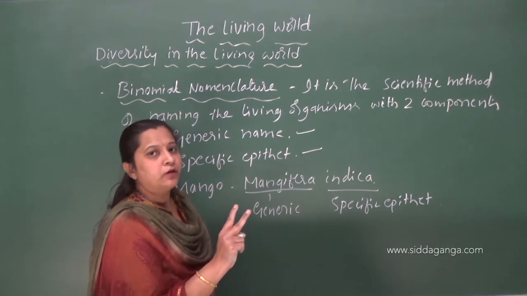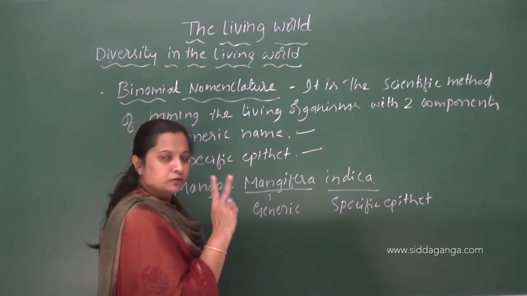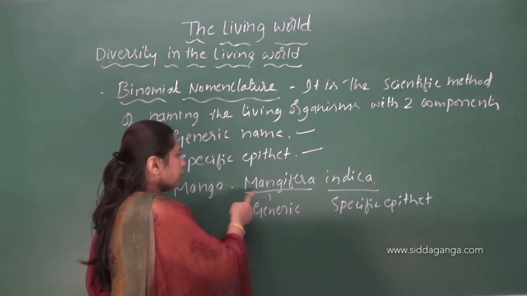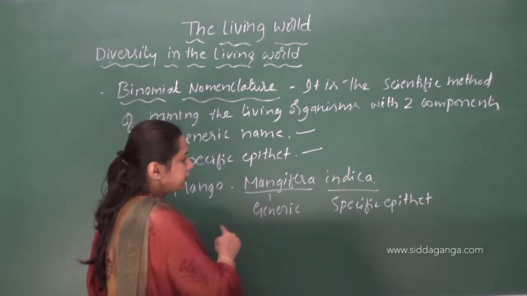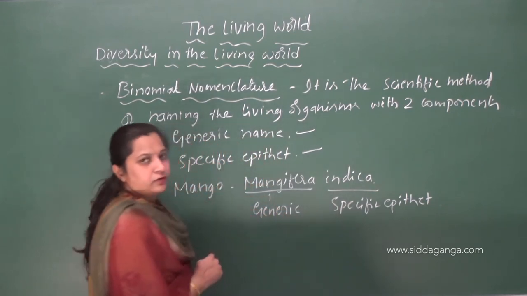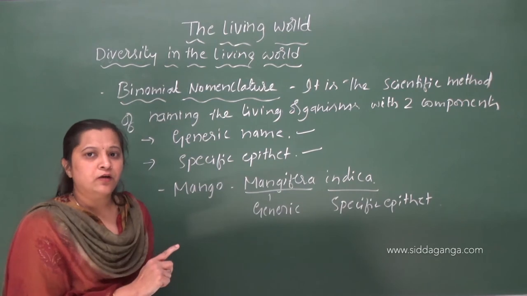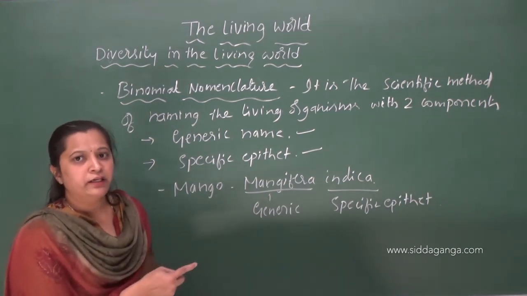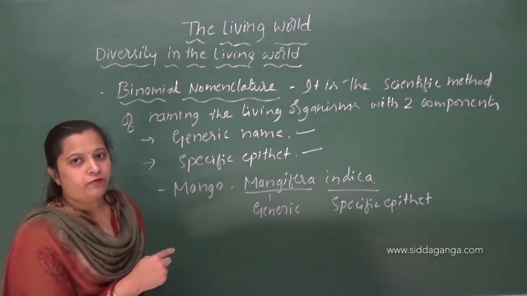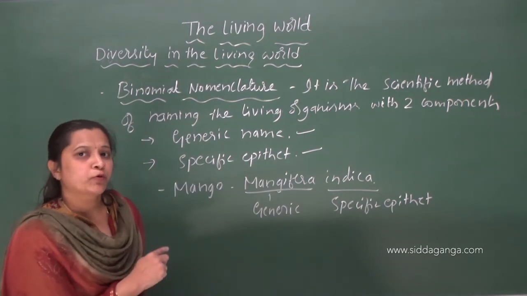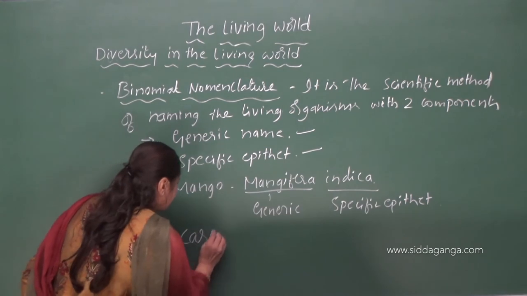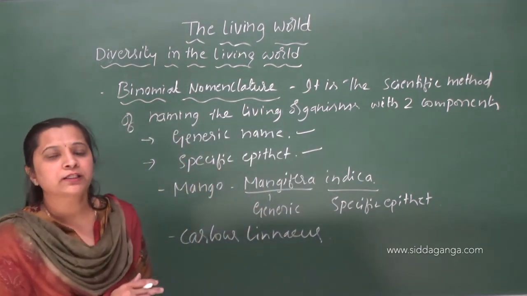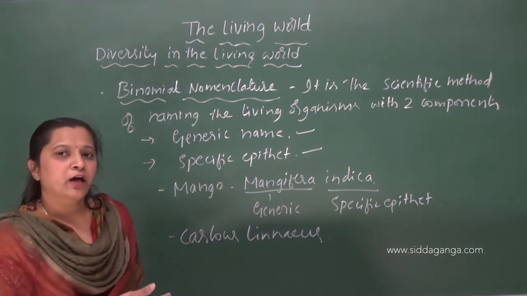According to binomial nomenclature, the name of every living organism should consist of two parts. The first represents the generic name, and the second is the specific epithet. So in mango, Mangifera is the generic name and indica is the specific epithet. This system was accepted and practiced by all biologists because it is very convenient and easy to understand. So who proposed binomial nomenclature? Carolus Linnaeus. So one more question: what is binomial nomenclature and who proposed it?